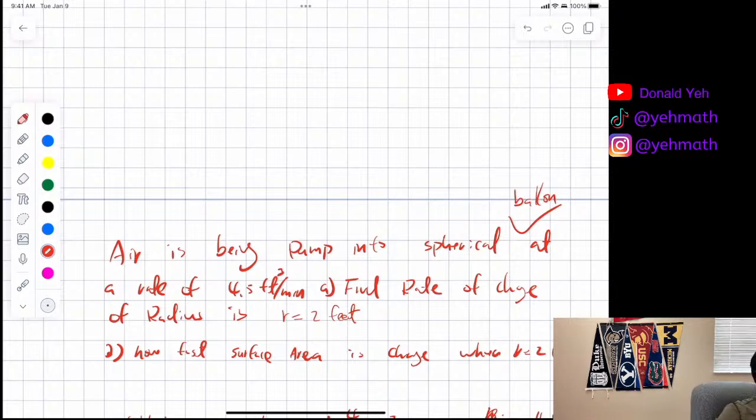Find the rate of change of the radius. What's the equation for the volume? Simplify, this minus one. You're trying to find the rate of change.